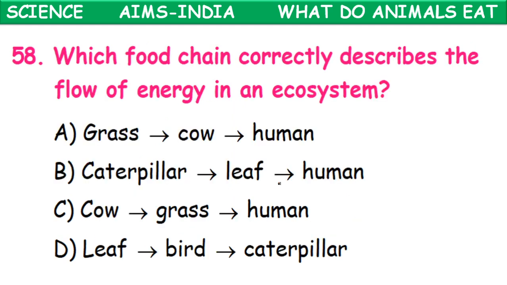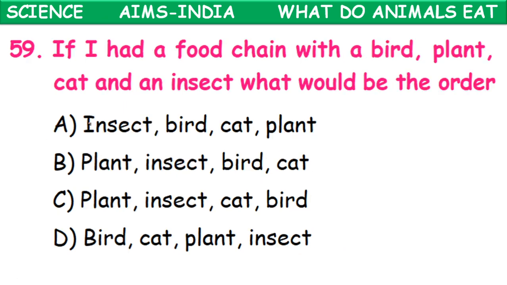Which food chain correctly describes the flow of energy in an ecosystem? Grass, crow, human. Caterpillar, leaf, human. Cow, grass, human. Leaf, bird, caterpillar. It is grass, crow and a human. Grass, cow and a human.